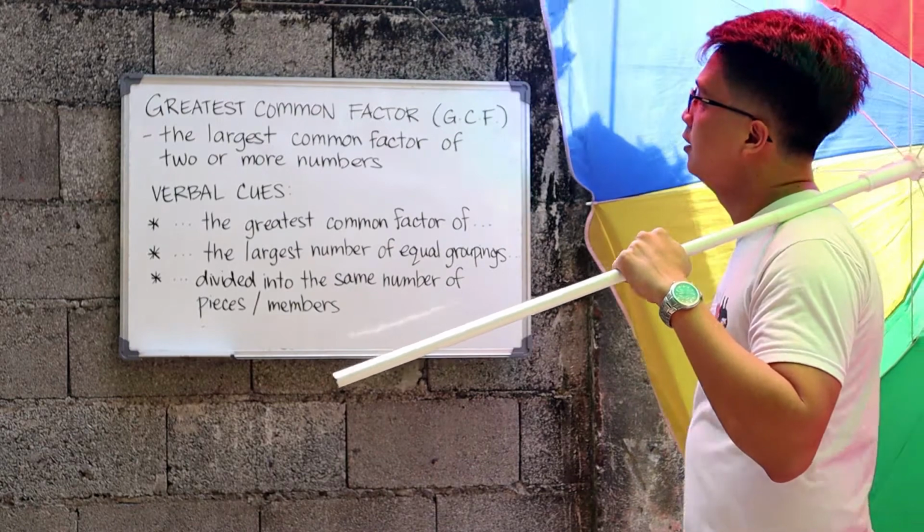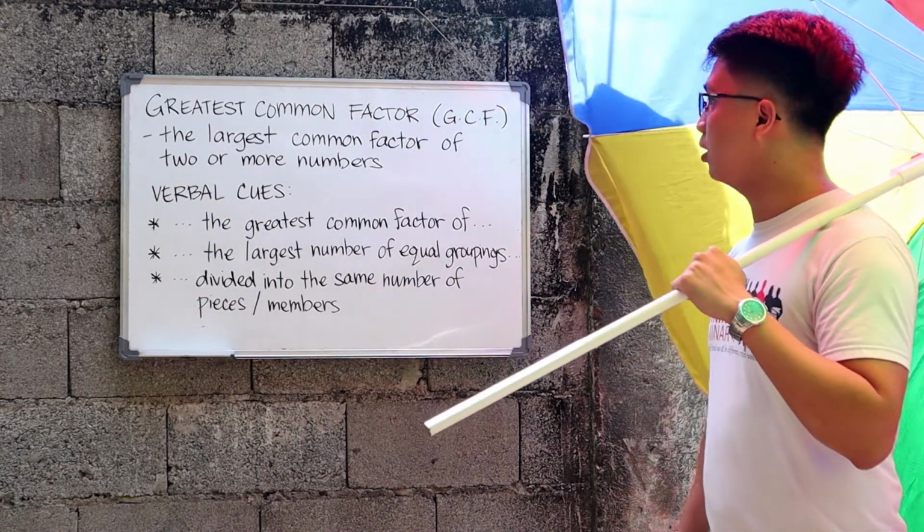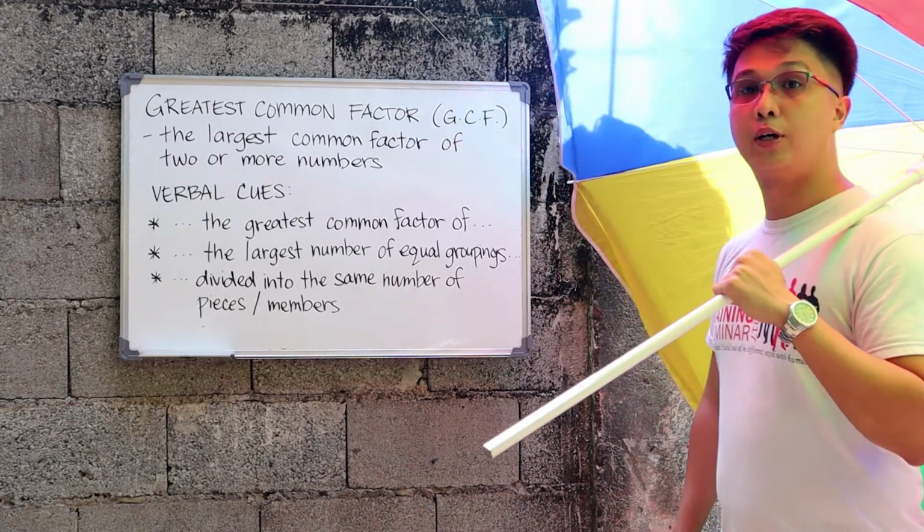Okay, so greatest common factor. The greatest common factor is the largest common factor of two or more numbers.